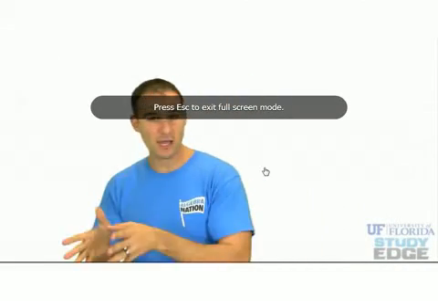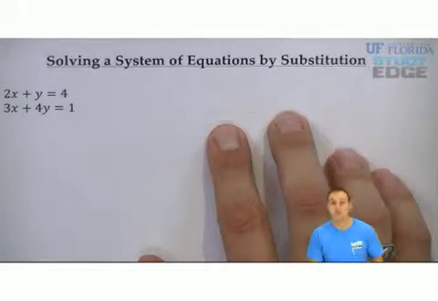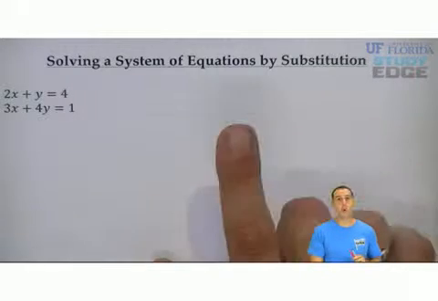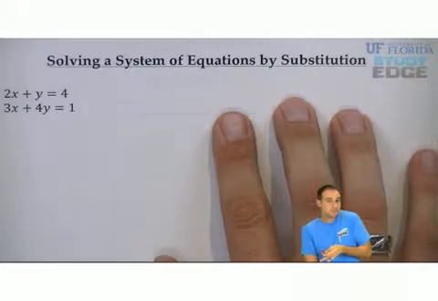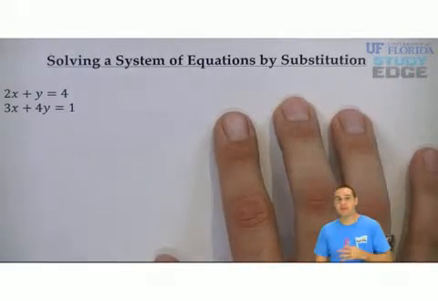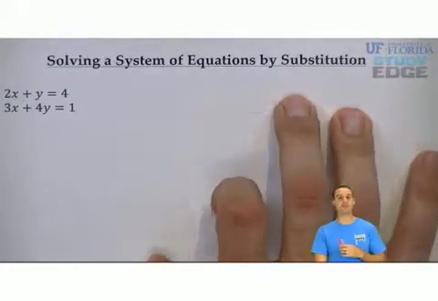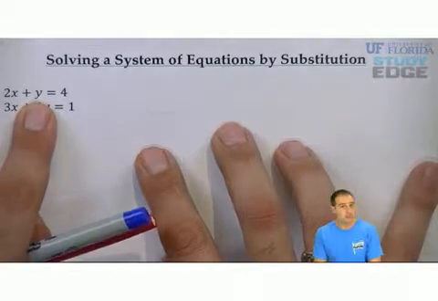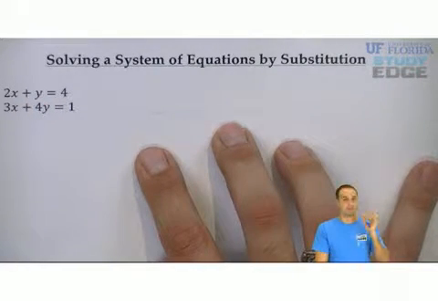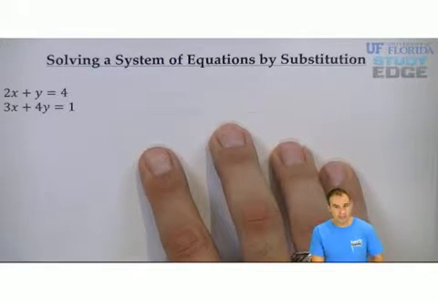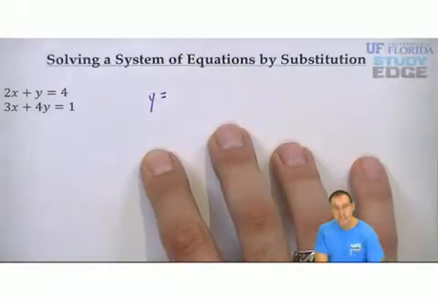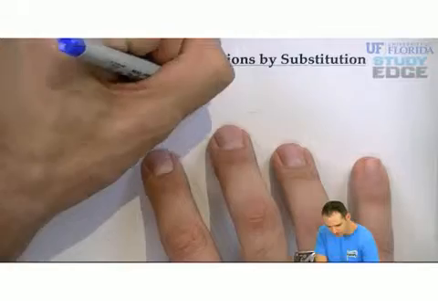Solving a system of equations by substitution. To solve a system of equations by substitution, you have to notice that at least one of the equations has a variable with a coefficient of 1, meaning x, y, or any other variables that they're using in that system of equations. In this case, I see y, which means 1y, which also means I want to get it by itself. I want it to be y equals. And in order to do that, I'm going to go ahead and subtract the 2x over to the other side, giving me y equals negative 2x plus 4.